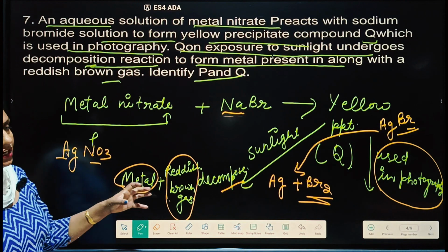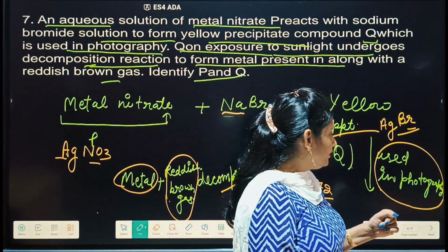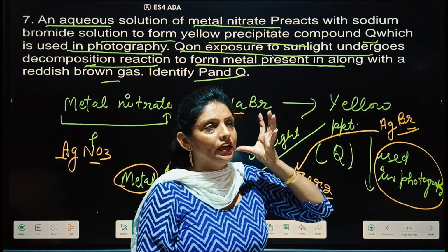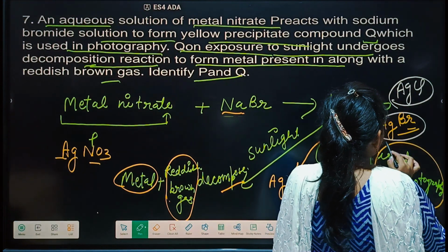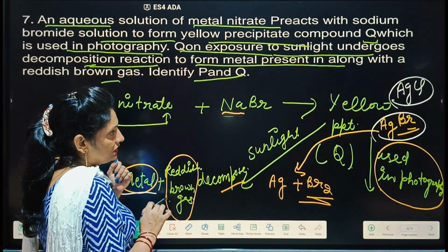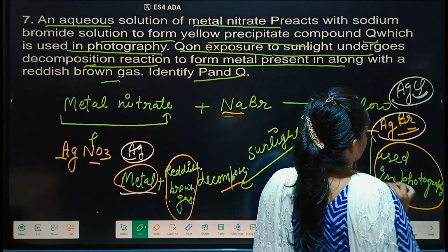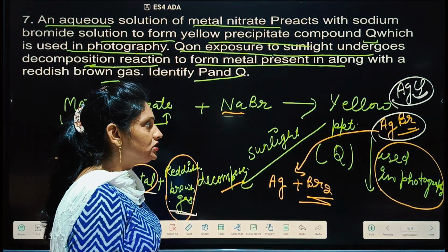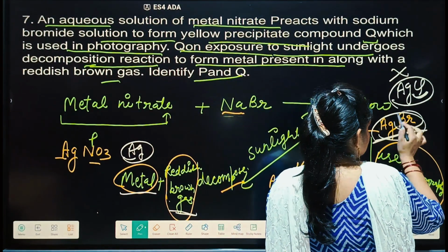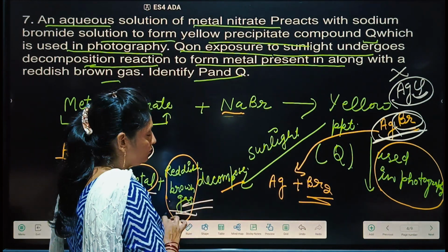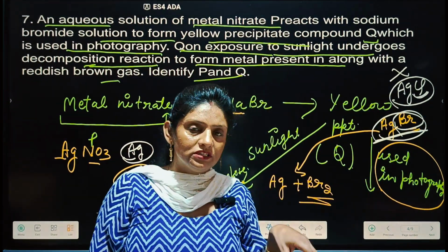Students, what will you do? First of all, write the statement in your own words. After writing the statement, work on these key terms. For used in photography, you can think that either AgBr or AgCl can be used. After decomposition, both give metal: AgCl gives Ag and AgBr also gives Ag. But AgCl gives chlorine gas, which is not reddish brown, so it cannot be AgCl. AgBr gives a reddish brown gas, so this one is AgBr. In this way, by working on key terms, you can reach your result. I hope this is clear to you, okay students?